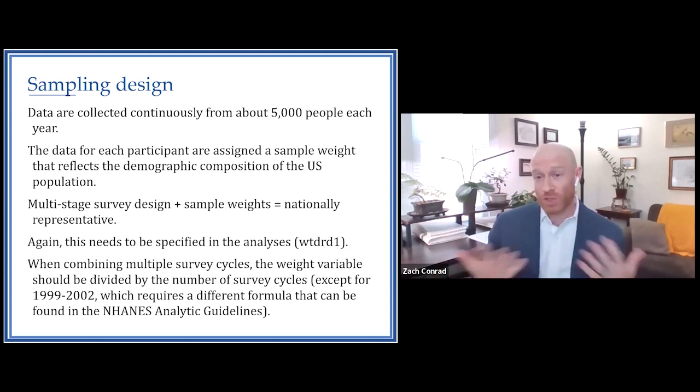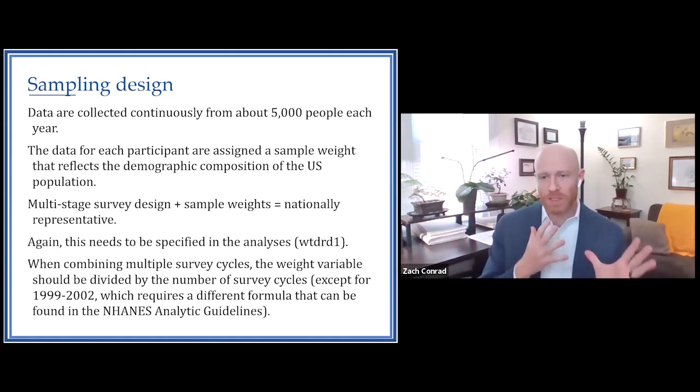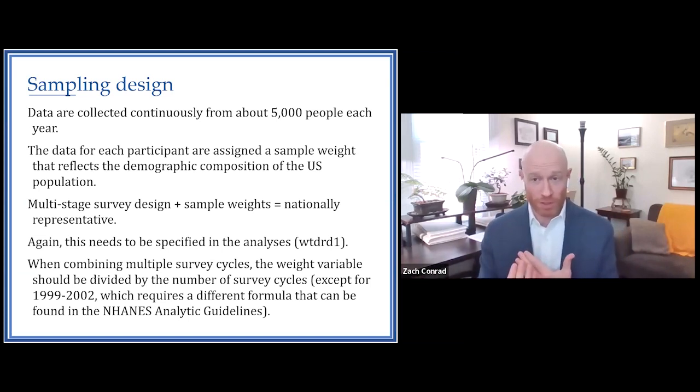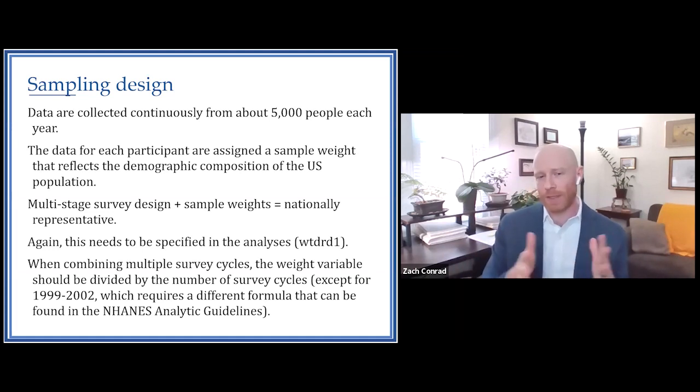So what you need to do if you're going to be merging multiple years or waves of NHANES is divide that weight variable, the WTDRD1, by the number of waves that you're merging together. There's an additional complexity if you're using specifically the data from 1999 to 2002, but it's an easy formula, and that's something that you can get from the NHANES analytic guidelines that are published online on the NHANES site.